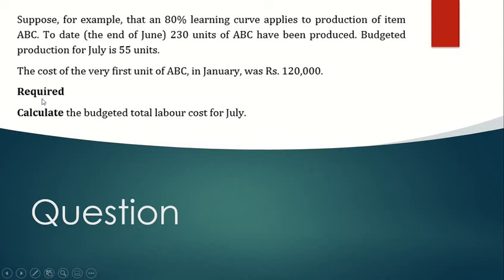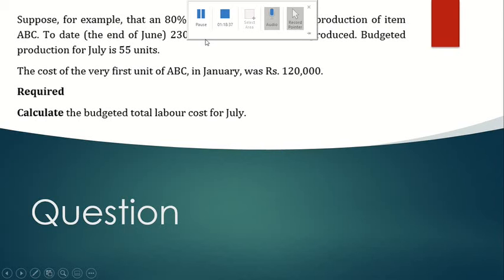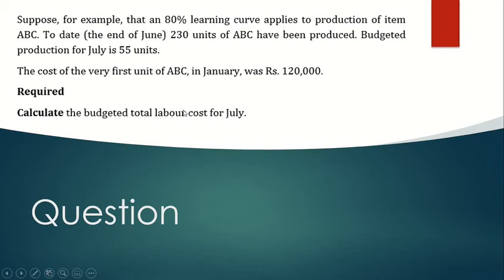What is the requirement? Here they are asking to calculate the budgeted total labor cost for July. They are asking only for July, which means these 55 units in July, we are expecting to produce 55 units. So they are only asking what is the cost for July. So we can't find it out using this formula in a straightforward manner.